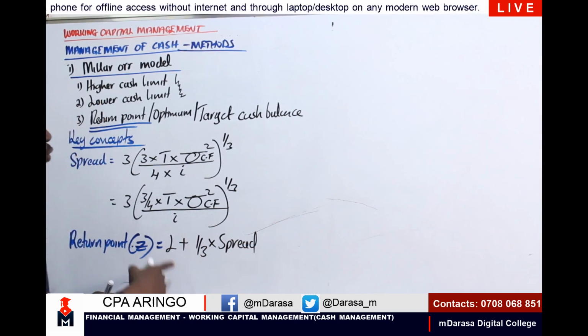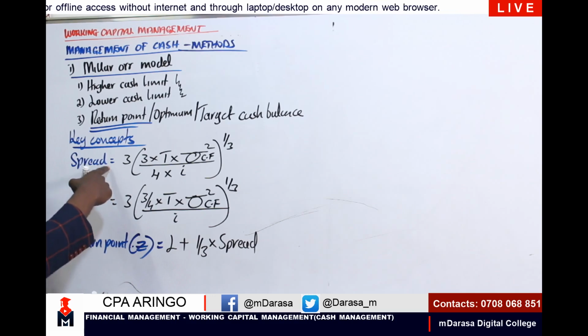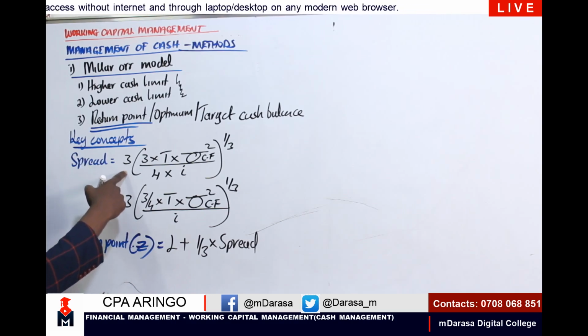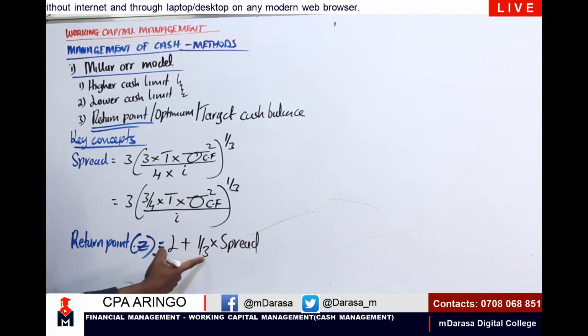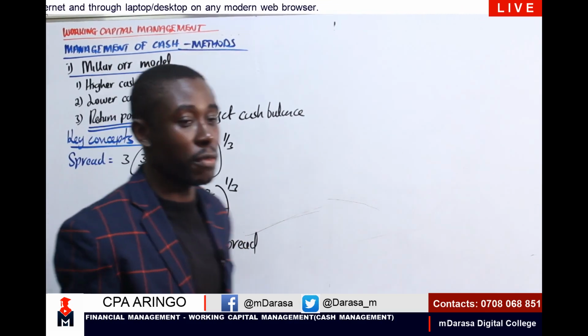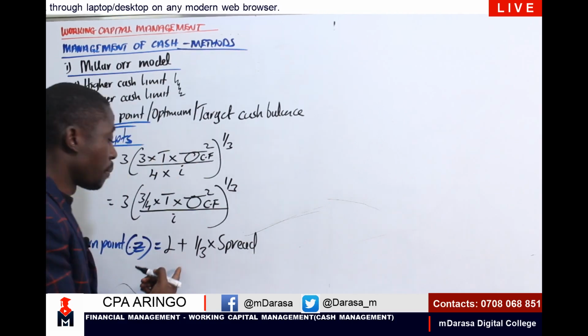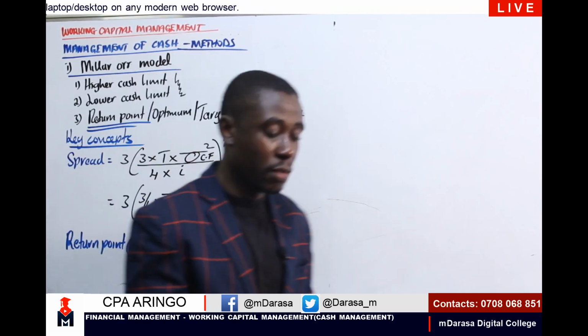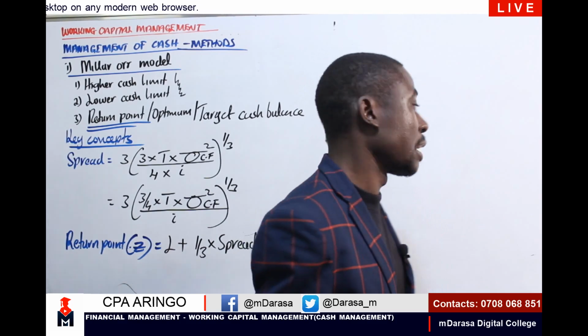And recall how to determine our spread. We have our spread here. So basically, I'll just be taking a third times spread. That is the lower limit plus a third times spread, and that will give us what we're referring to as the return point.